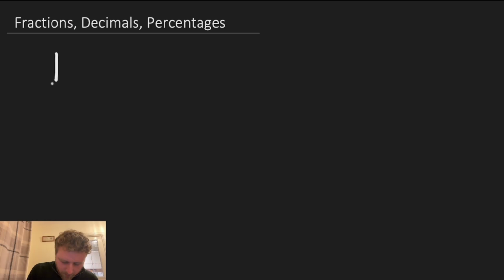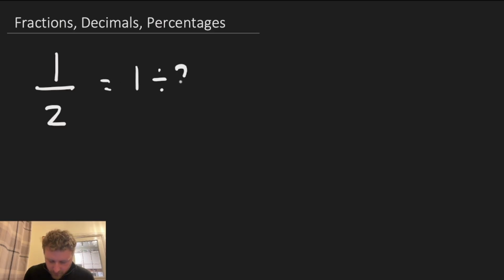So let's get started. Let's take a nice easy fraction. Let's take 1 over 2. Now that gives us quite a lot of information. So what we know is that the top is 1 and the bottom is 2. So the numerator, as they call it, is 1 and the denominator, as they call it, is 2. And all that means is 1 divided by 2.